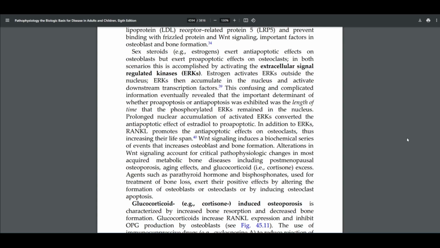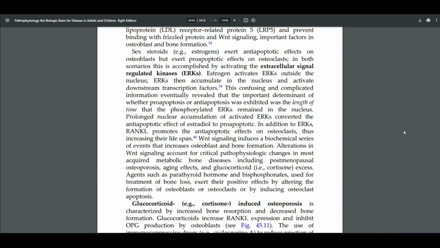This confusing and complicated information eventually revealed that the important determinant of whether pro-apoptosis or anti-apoptosis was exhibited was the length of time that the phosphorylated ERKs remained in the nucleus. Prolonged nuclear accumulation of activated ERKs converted the anti-apoptotic effect of estradiol to pro-apoptotic. In addition to ERKs, RANKL promotes the anti-apoptotic effect on osteoclasts, thus increasing their lifespan.